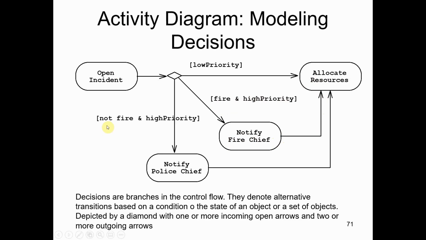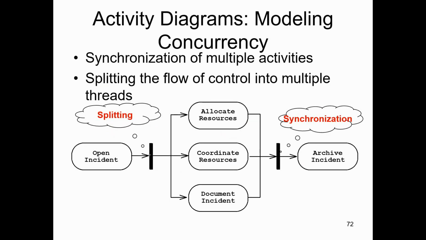And if it's not fire, if it's just something like a shooting happening, or something like a grandma falling on the floor, for that kind of case we still consider it a high priority, but there's no fire involved. We notify the police, and the police chief can allocate the resource. So from here you see that this activity diagram can describe these different scenarios by using the decision node.